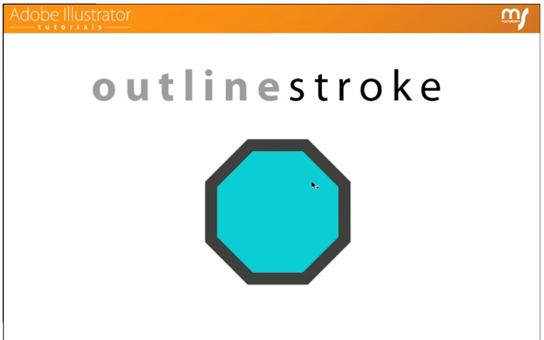So this is a good way to outline your stroke so that it's no longer a stroke or a line path. It will then be an object just like the octagon here. So I'm going to select on this object. You can see the stroke, it's a center stroke. It's coming from the outside and the inside out.